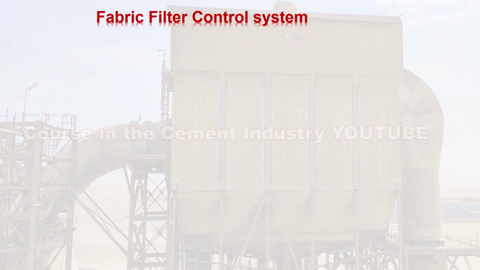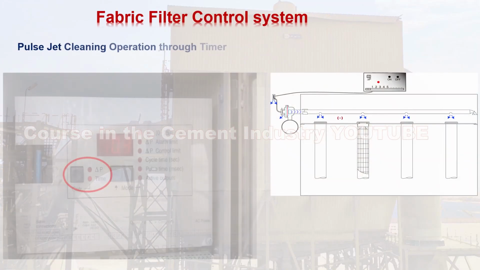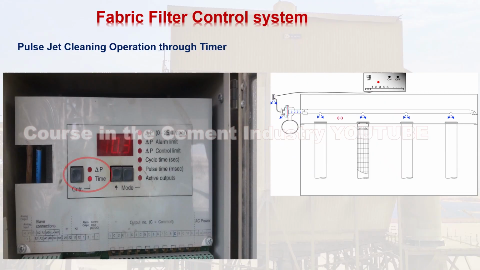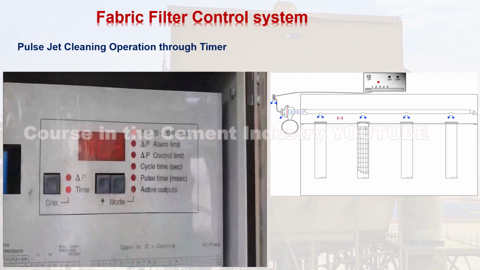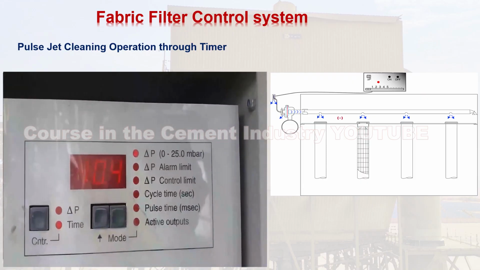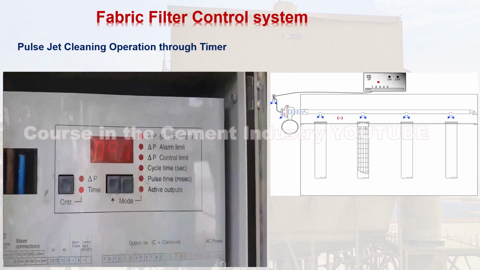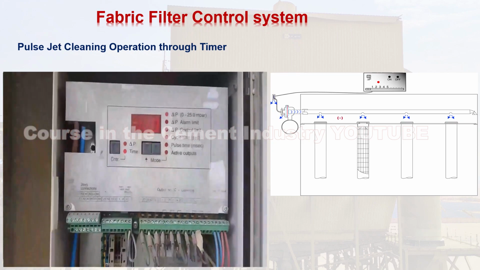Fabric filter control system. Pulse jet cleaning operation, through timer. This video shows that the filter works in the timer system, but can also be set to the delta P system, depending on the filter bag's condition.